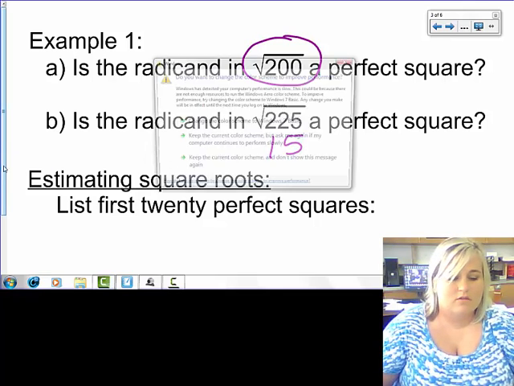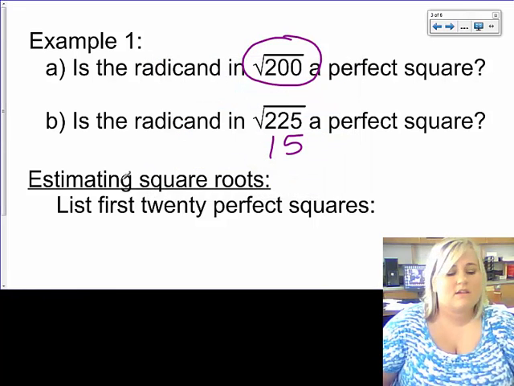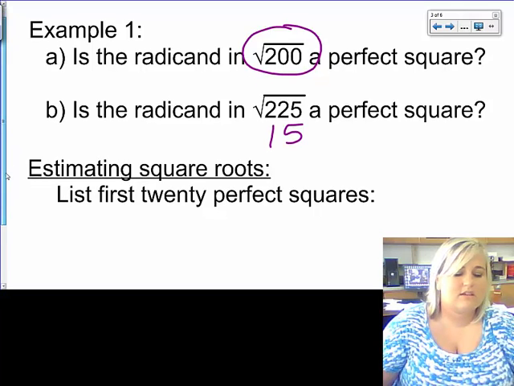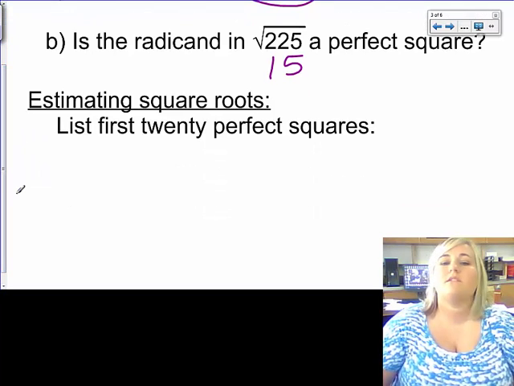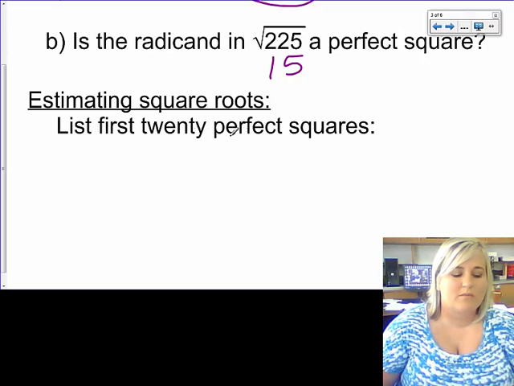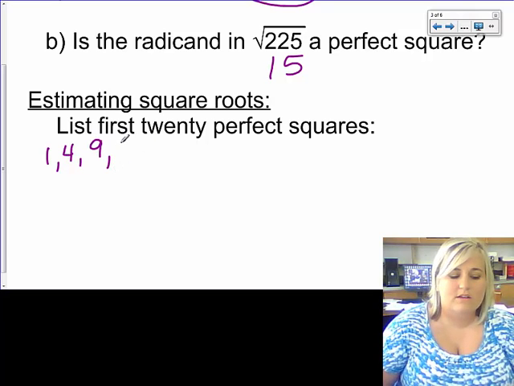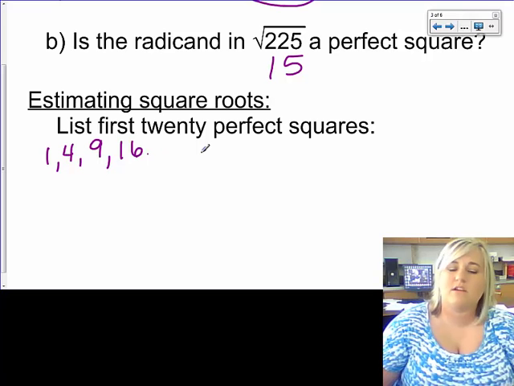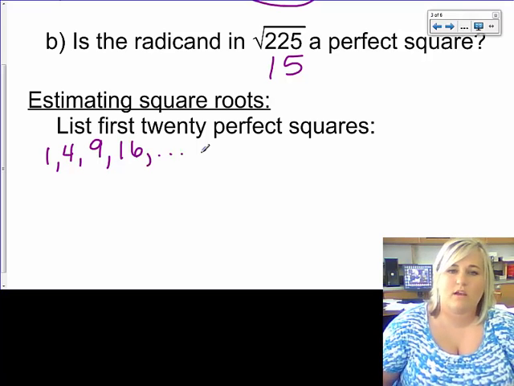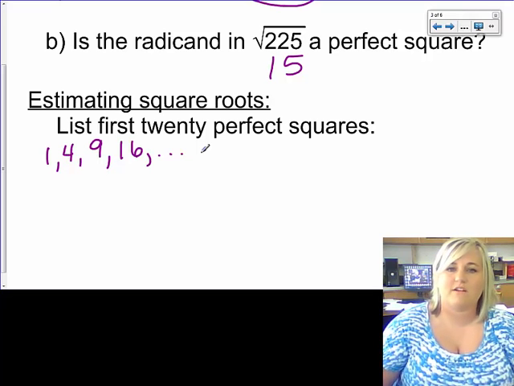So it says, estimating square roots, list the first 20 perfect squares. Well, we start this by squaring our integers. So the first one we would have would be 1 squared, which is 1, 2 squared, which is 4, 3 squared is 9, 4 squared is 16. I want you to continue this for the next 20 in your notes. So go ahead and pause for you to write out the first 20 perfect squares.